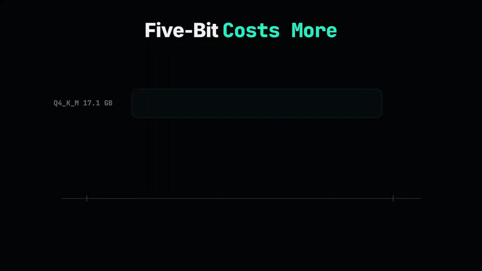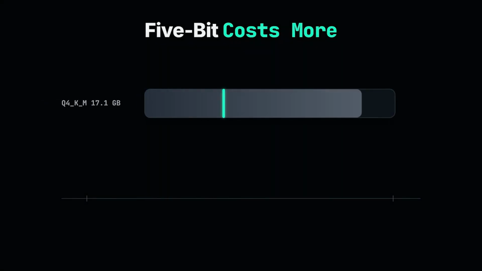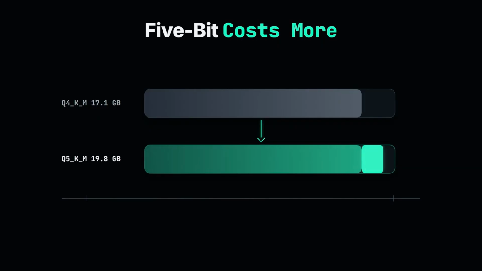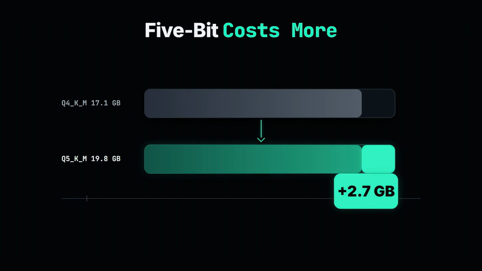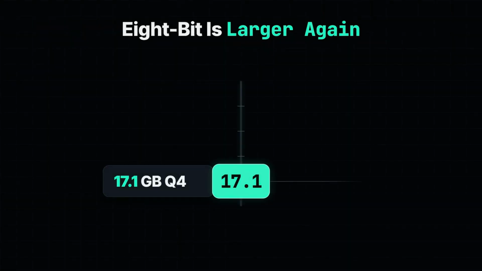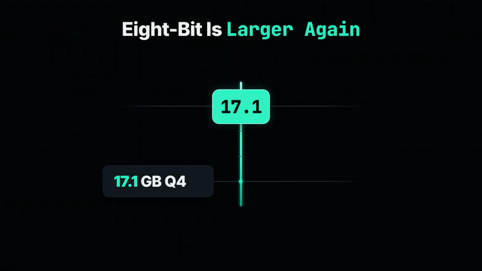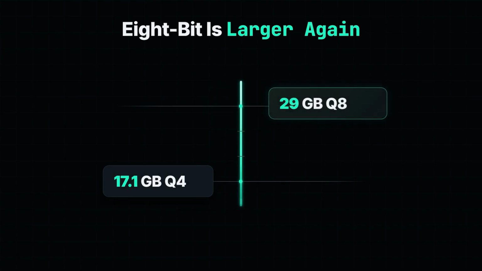The 5-bit Q5_K_M file is 19.8 gigabytes. It uses 2.7 more gigabytes than Q4_K_M for higher bit storage. The 8-bit Q8_0 file reaches 29 gigabytes. More precision therefore gives back much of the storage saved by 4-bit packaging.